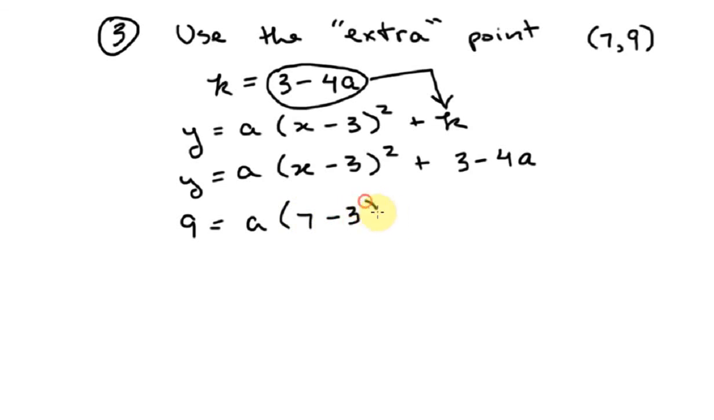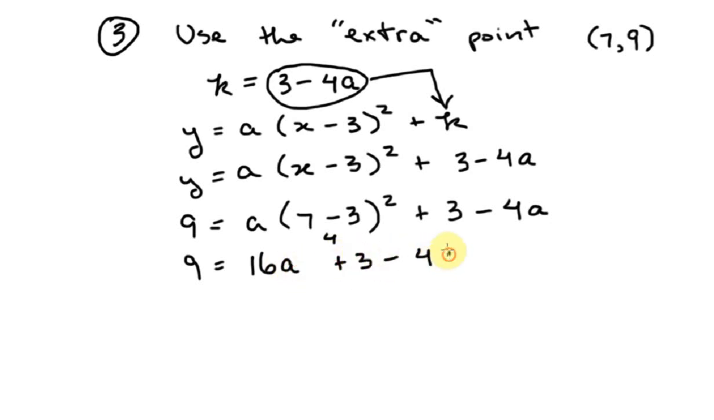Now when I'm finished writing it out here, if you look closely, you have one equation with a bunch of numbers and one variable, which is a. This can be solved for a. So what do we got? We've got 9 equals, now this is 7 minus 3 is 4, and 4 squared is 16. So this is 16a. Then we have plus 3 minus 4a.